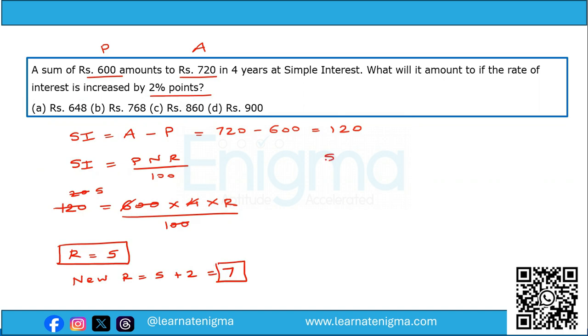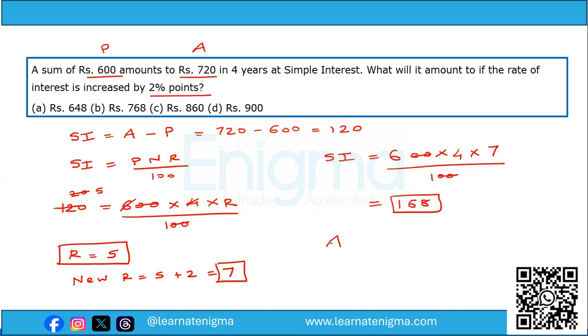So now let's find out the new simple interest. Principal remains the same, that is 600. N remains the same, that is 4. R is 7 upon 100. So the zeros get cancelled out. Now we have 6 4s are 24 into 7. So that is simple interest is 168.